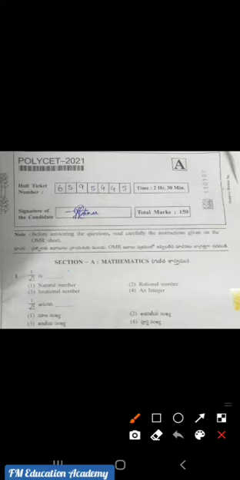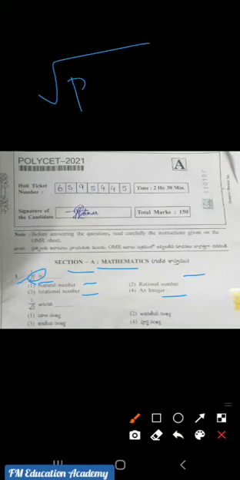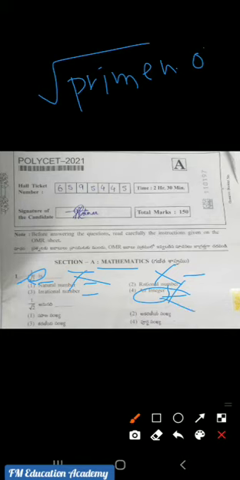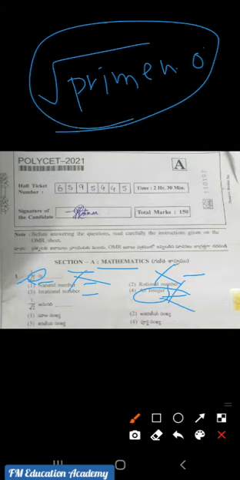Section A is mathematics. The first question is: 1 by root 2 is. Options are natural number, rational number, irrational number, or an integer. We know 1 by root 2 involves the root of a prime number, and the root of a prime number is not a natural number, not a rational number, and not an integer. So all three options become wrong, and we know that the root of a prime number is an irrational number.